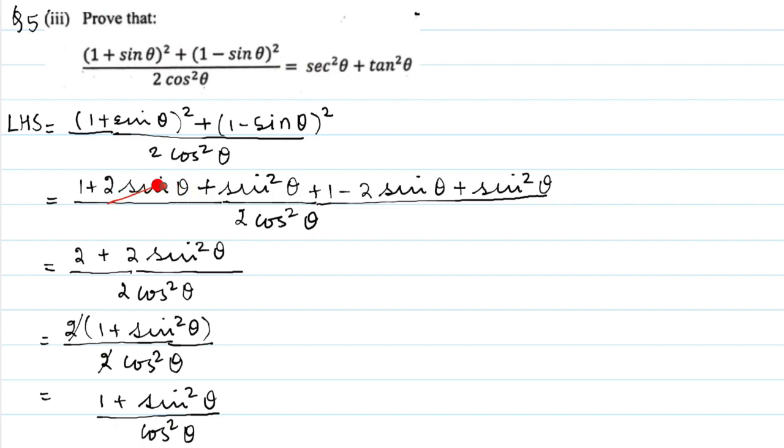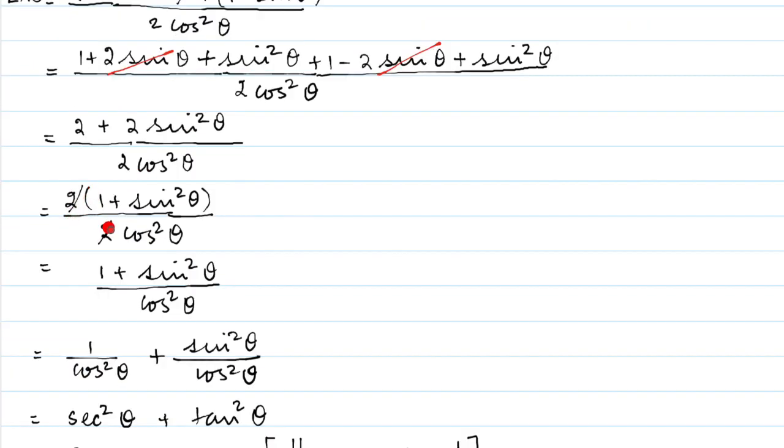Now what is getting cancelled? Can you see this is getting cancelled? So you'll have 1 plus 1, that is 2, and sine square gives us 2 sine square theta. We will take 2 as the common factor, 2 into bracket 1 plus sine square theta upon 2 cos square theta. 2 and 2 got cancelled. 1 plus sine square theta is in the numerator upon cos square theta.